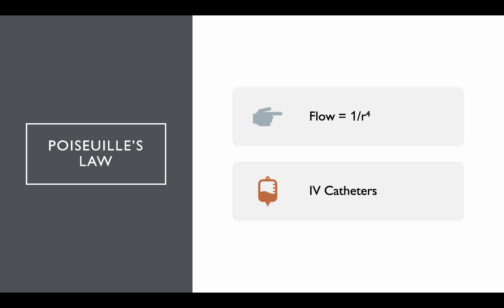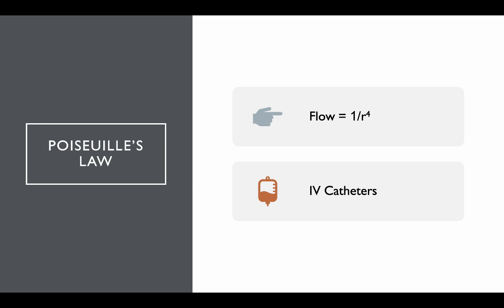Now we can't talk about inspiration and expiration without talking about fluid dynamics. There's a whole law governing the flow of air, and we usually talk about this in terms of IV catheters. We know that if we go from a 22 gauge catheter to a 14 gauge catheter, we can increase the flow of fluid through that catheter. Well, the same law applies to our airways.